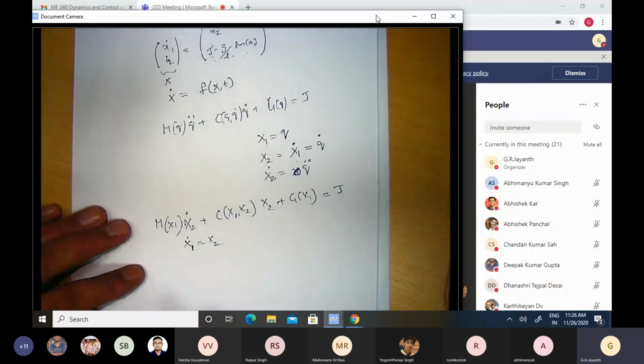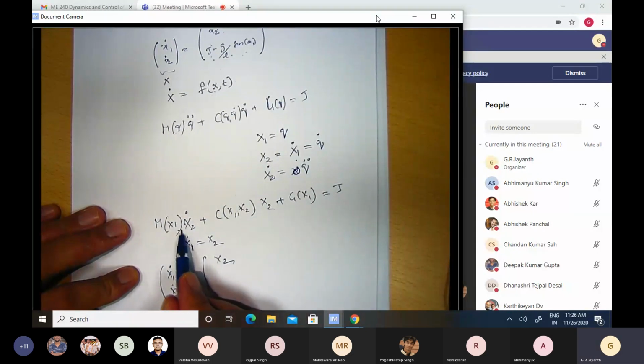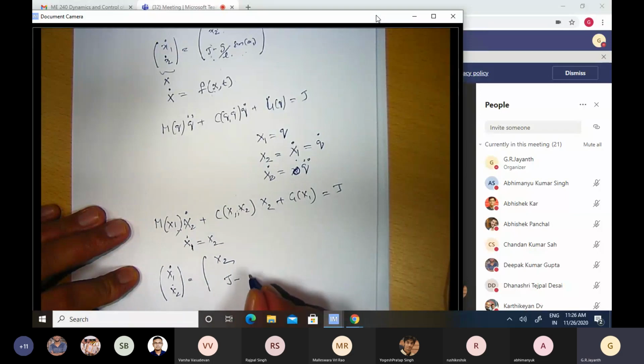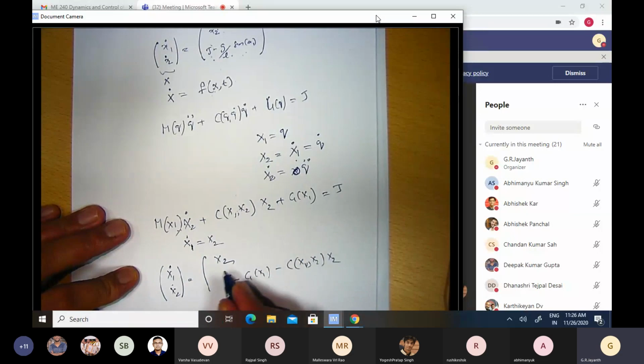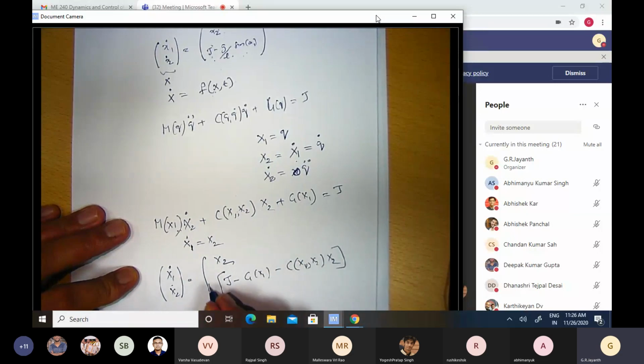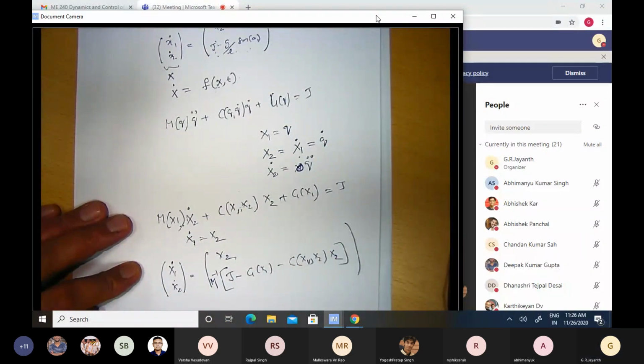So I can put these two together. I'll write x1 dot, x2 dot is equal to x2, and from the equation here, x2 dot is equal to tau minus g of x1 minus c of x1 comma x2 times x2. The whole thing is multiplied with the inverse of the mass matrix, M inverse. Notice that the mass matrix is always invertible, so I can always define M inverse without any problems.